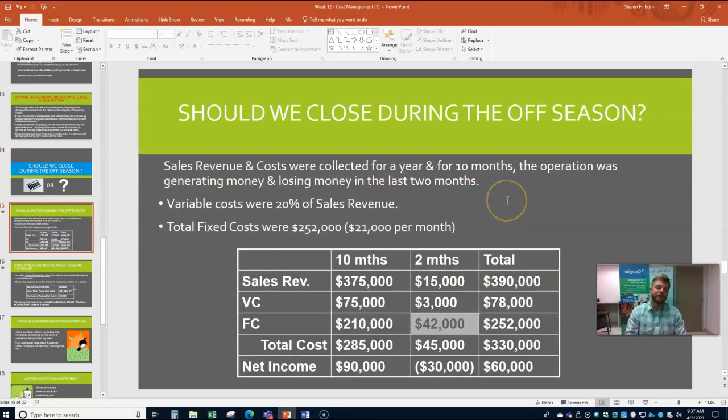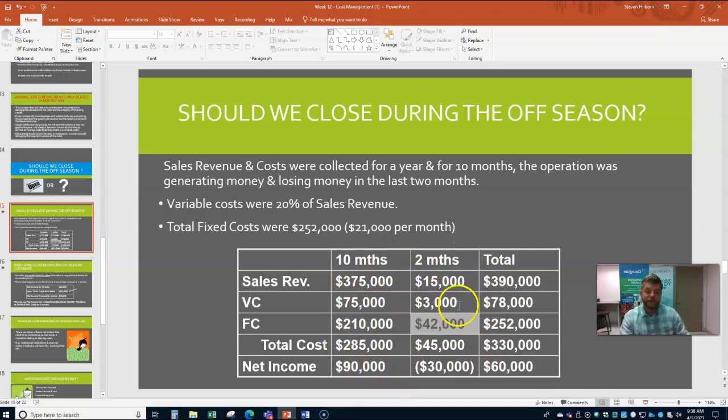So here's a couple of different stats for you. Typically we close during the off season, or we can close during the off season. Sales and revenue costs were collected for a year and for 10 months. The operation was generating money in the 10 months and was losing money in the last 2 months. Variable costs were 20% of sales revenue. Total fixed costs were $252,000, which works out to about $21,000 per month. So here they're giving you a little bit of information saying, in 10 months, we make a net income of $90,000.